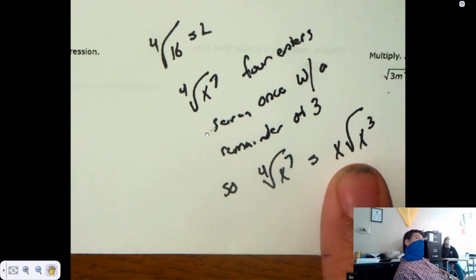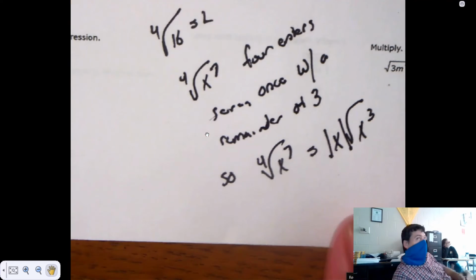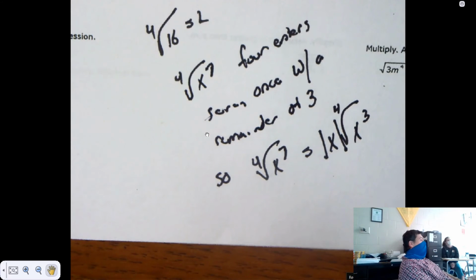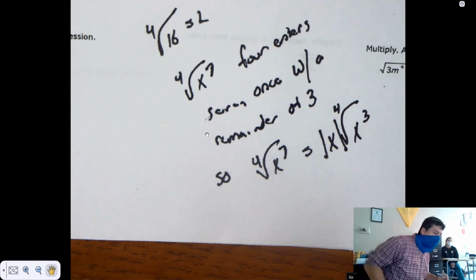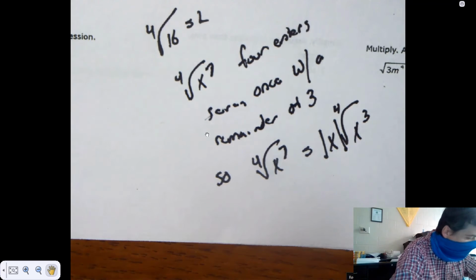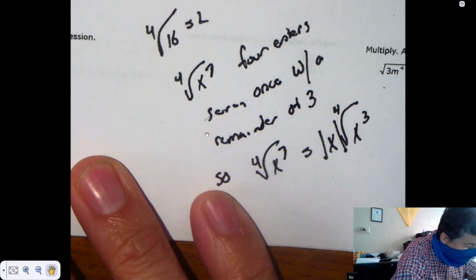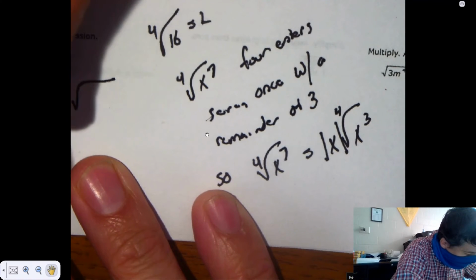You pulled an odd number of x's from an even root. What's that x need to be wrapped in? Absolute value, kids. It's the absolute value of x times the 4th root of x cubed, because 4 won't enter that 3. Well, I'm going to put that x down. I'm going to leave a little space.